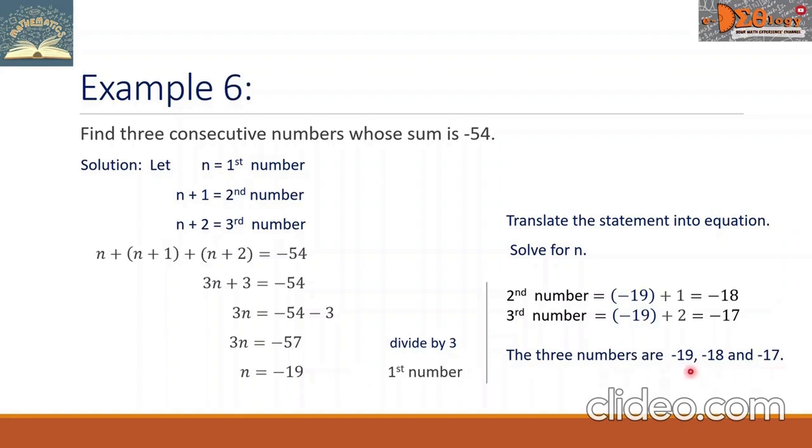If we want to check if these numbers are the answer for this problem, first we observe that the three numbers are consecutive to each other. Next, if we add these three numbers, the total is negative 54.